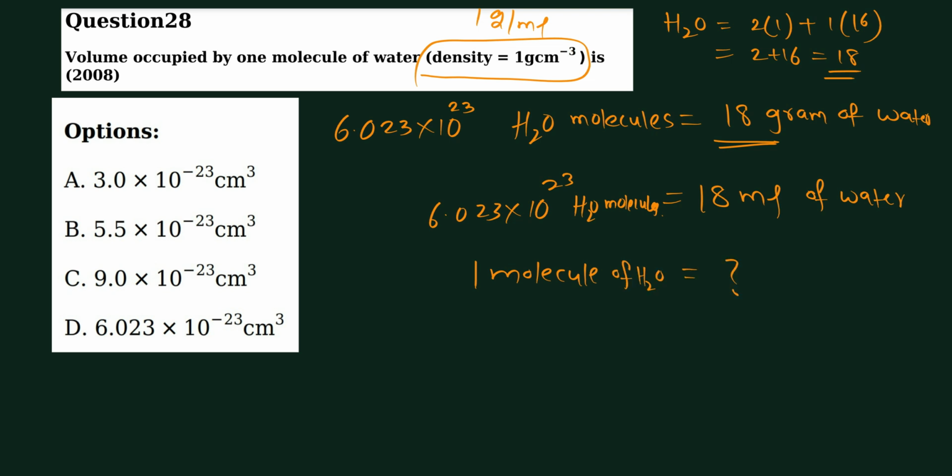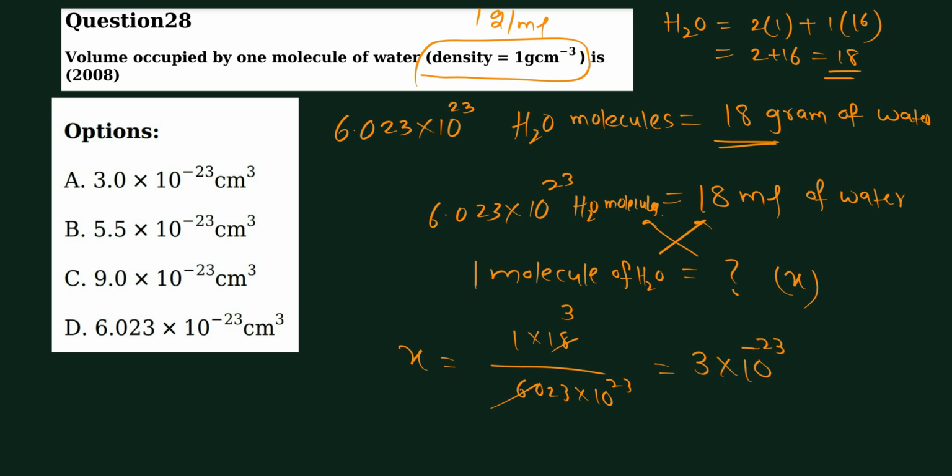Let us say this is X. Just do the cross multiplication. How do you get this X value? X equals 1 × 18 divided by 6.023 × 10^23. When you do this, you will get the answer in ml. Let us assume 6.023 as 6. 6 goes into 18 how many times? 3 times. 18 by 6 is 3. And 10^23 is in the denominator. When you take it up, it becomes 3 × 10^-23 ml.